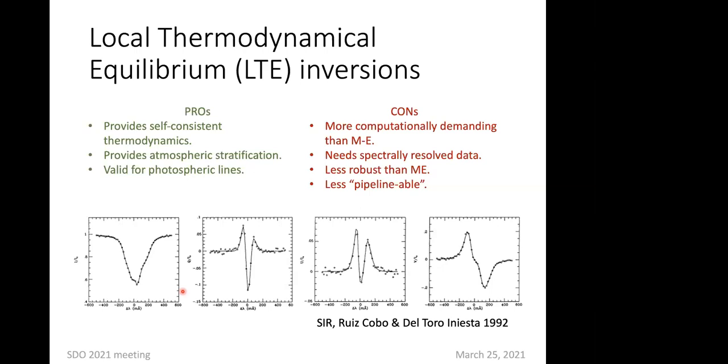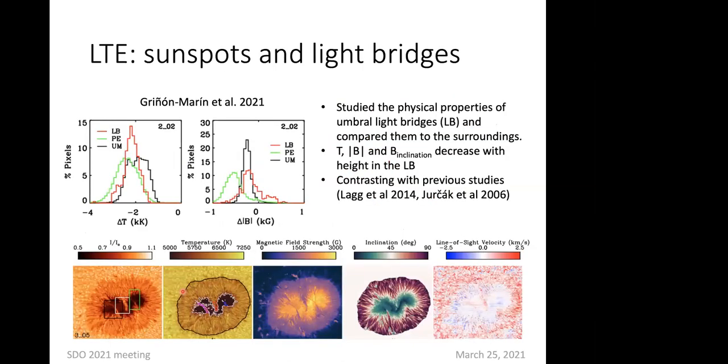However, LTE inversions are more computationally demanding than Milne-Eddington. They typically need to be applied on spectrally resolved data to obtain meaningful information, and they are less robust than a Milne-Eddington and therefore less pipelinable. So this is one example amongst probably hundreds of thousands of how people have used LTE inversions to obtain information about the stratification of the properties in the photosphere.